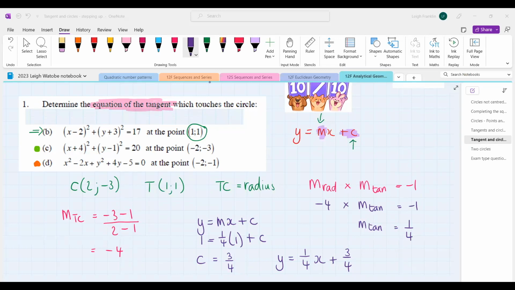Of course, when you're done, you can pop the word done into the chat. We're going to whiz through the answers and then we're going to get on to something else.